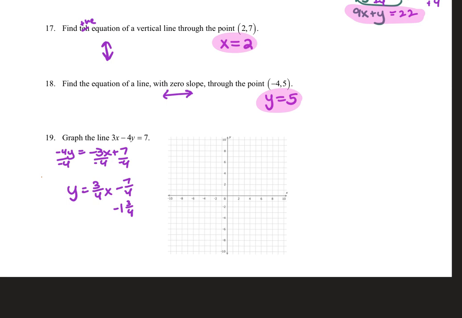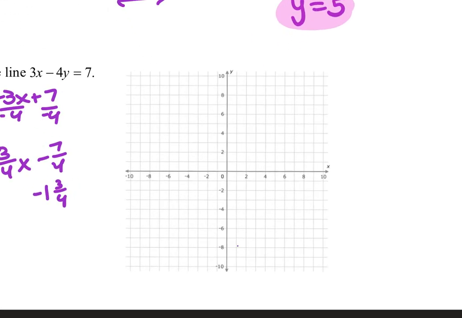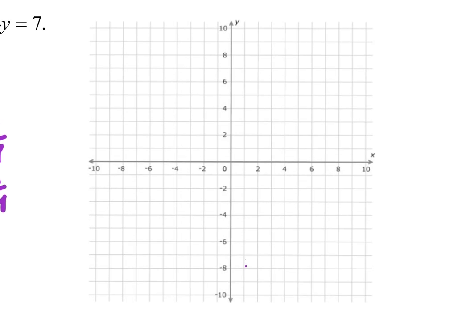So I start there on the y-axis, at negative 1 and 3/4, and then I use my slope, which is 3/4. Go up 1, 2, 3, and to the right 1, 2, 3, 4. Or you could have reversed it: 1, 2, 3 to the left, 1, 2, 3, 4. Depending on your graph, you might run out of room, so you can always reverse those points.